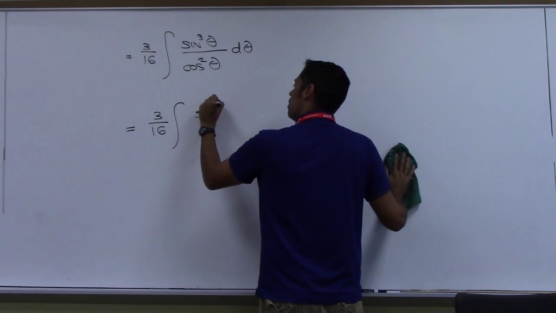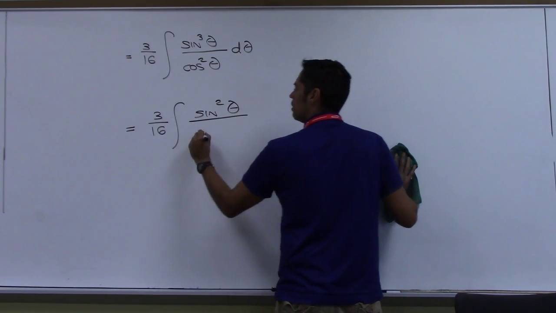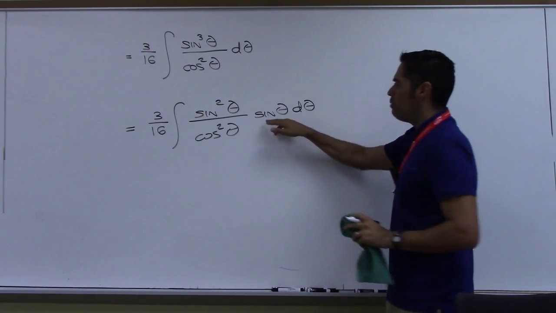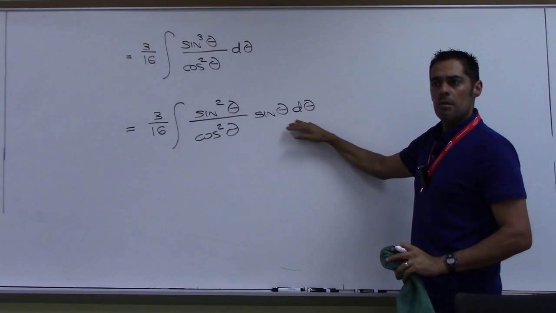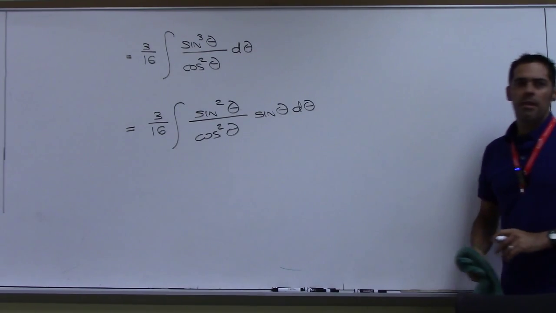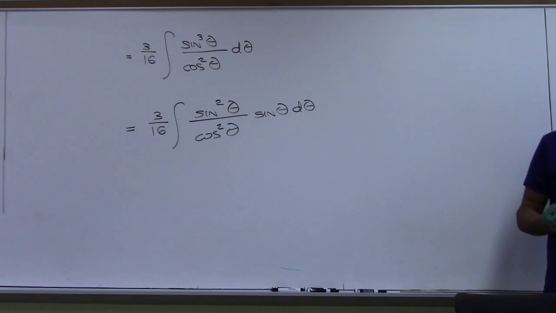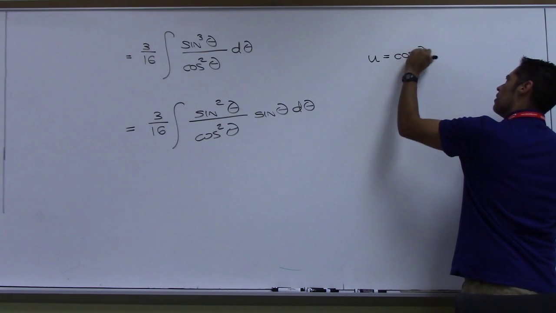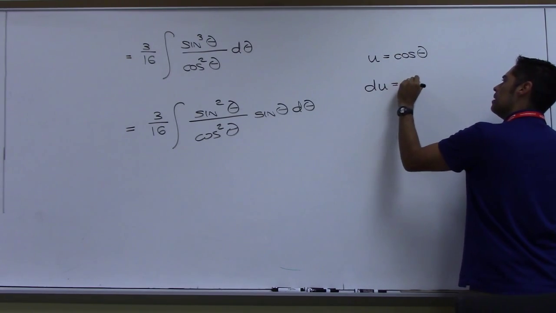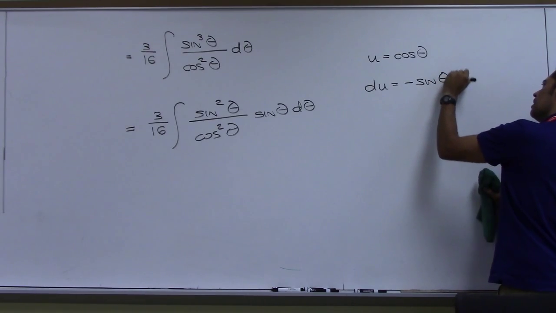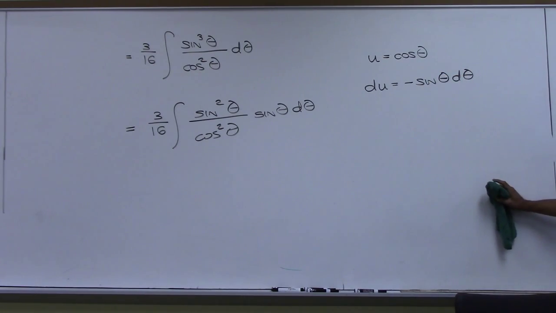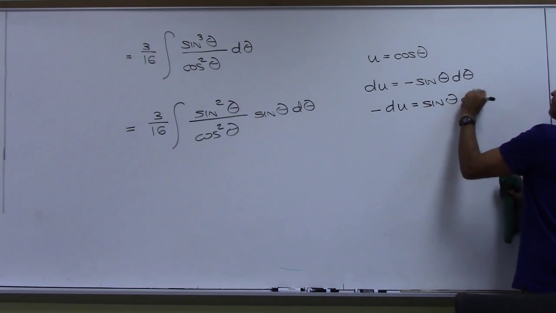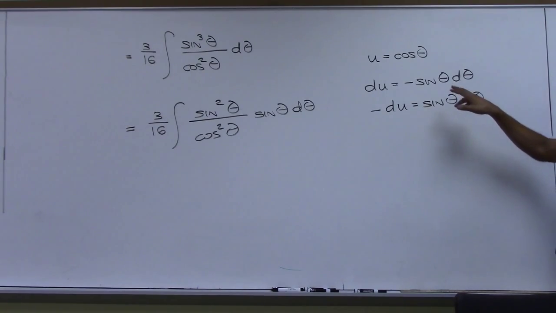So I'm going to peel off one of the sines off the top. And then, if I'm going to do that, my U's got to be what here? Cosine. The derivative of that will be negative sine theta d theta. Negative du is sine theta d theta.